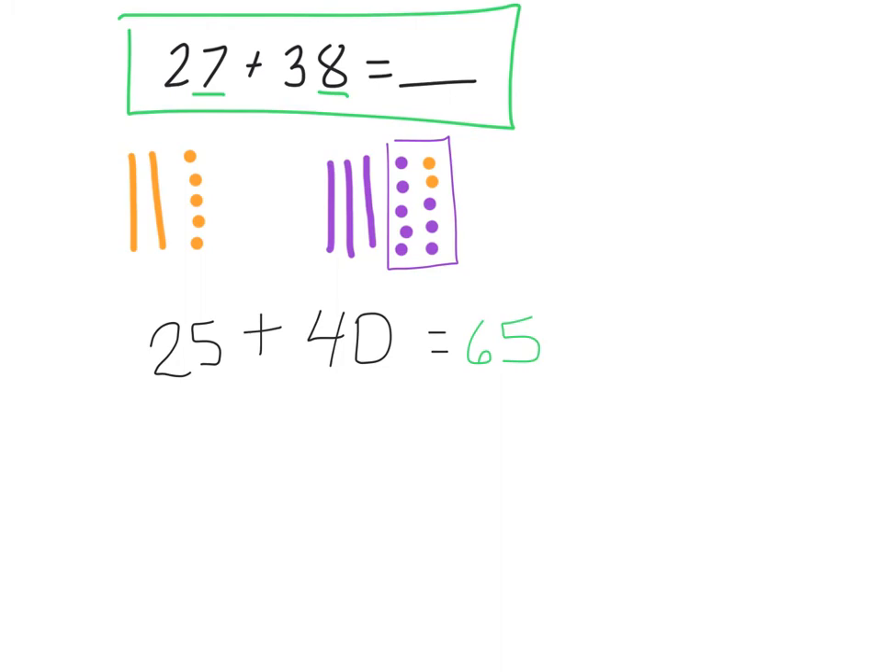Let's go ahead and try one more together. Let's take a look at this addition sentence. 37 plus 25 equals blank. Let's review our vocabulary words. 37 and 25 are both addends because those are the two numbers which we are going to add in our addition sentence. We are trying to find the sum. The sum is the answer to an addition sentence.